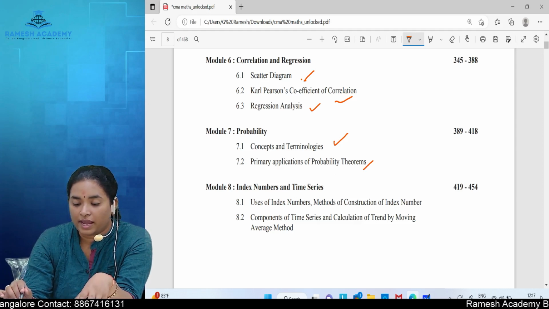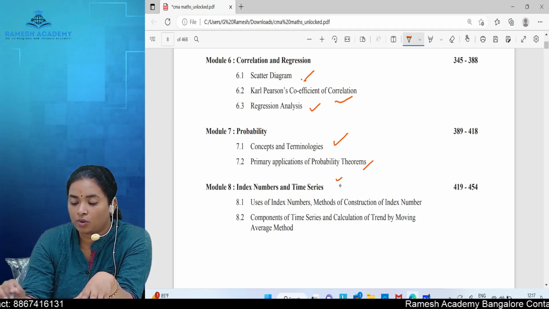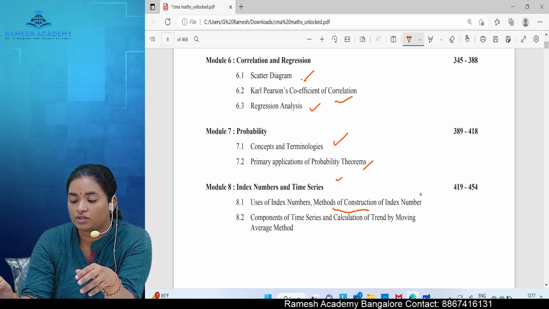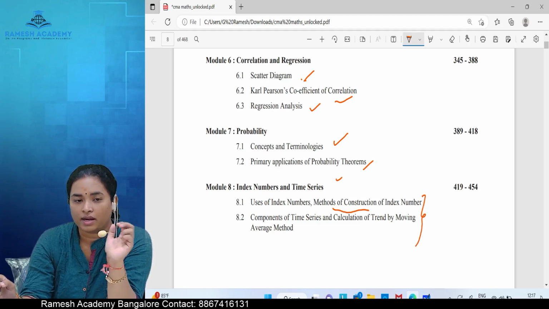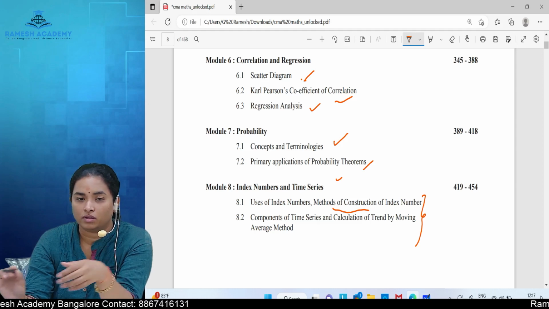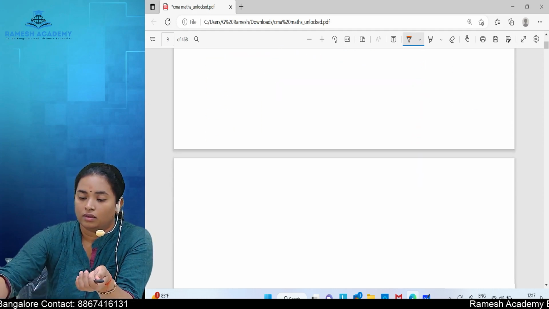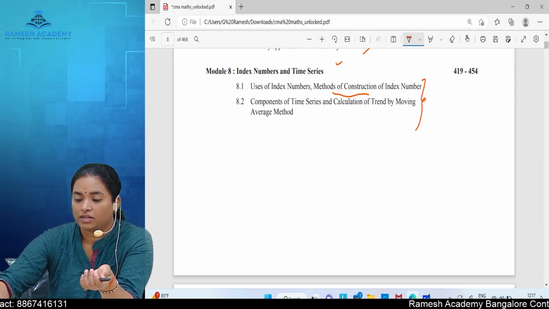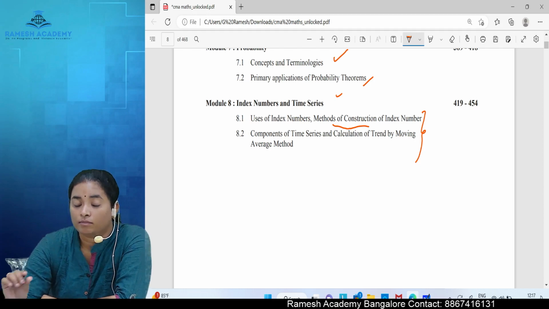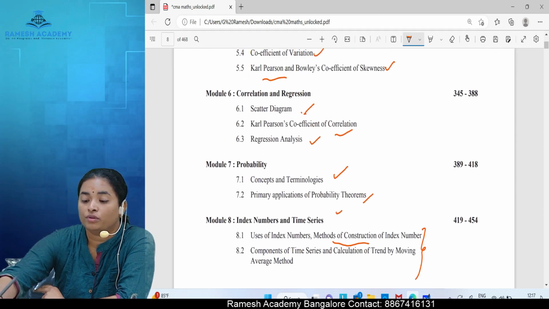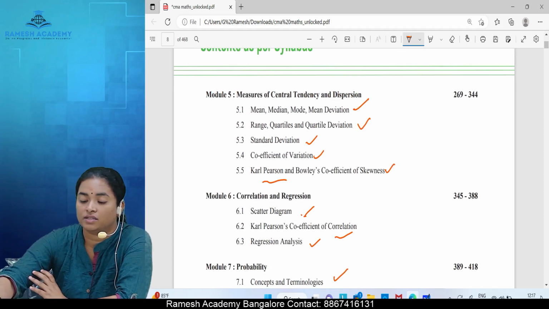Next we'll go to module 8, index and time series. In this, how do you find index numbers, what are the methods of construction of index numbers, components of time series, and calculation of trend by the moving average method. Here, with respect to time and index, we have to find a few values. That is also simple: given a set of data, find the average of it, and so on. But how is it different from module 5, you will understand here.